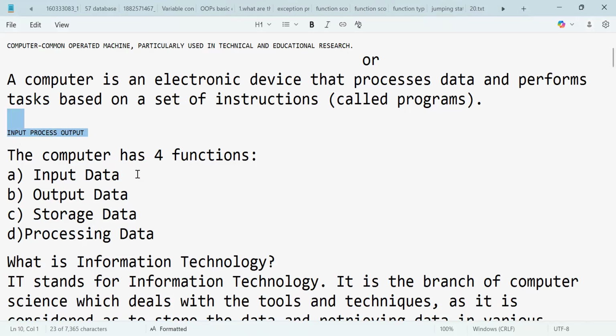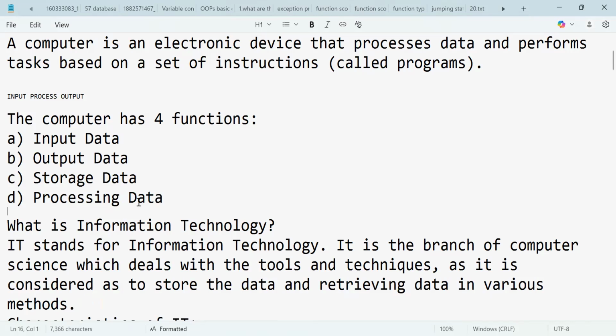So the computer has four basic functions: input the data, output the data, store the data, and process the data. A computer is designed to execute operations. It executes instructions through assigned applications and provides a variety of solutions through hardware and software components. It works with the help of programs, and it represents decimal numbers through binary digits.